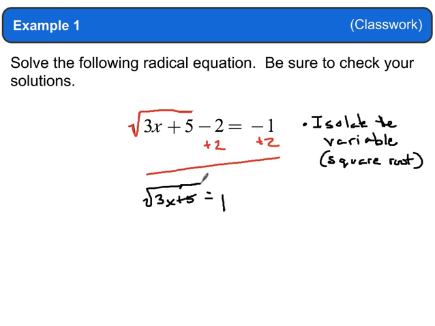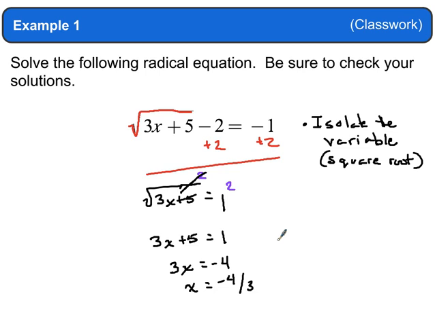We add 2 to this side, and we get a 1. Now that we have that 1, and we have the square root isolated, we can square both sides. That allows that square root to cancel. So now we have 3x plus 5. 1 squared is 1. Now we just have a two-step equation. We would minus 5 on this side, so 3x would equal negative 4. If we divide by 3 on both sides, we get negative 4/3 for our result.